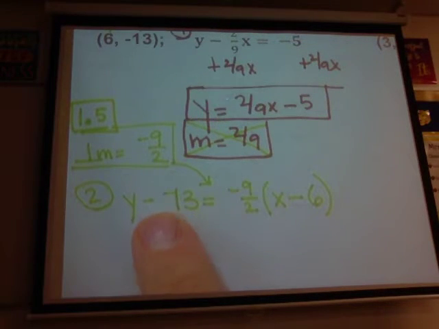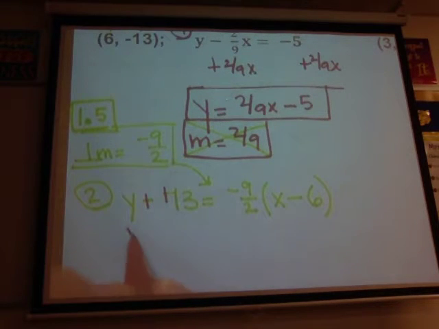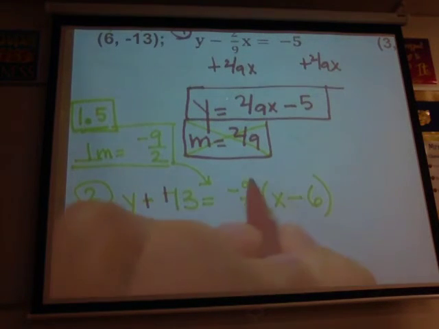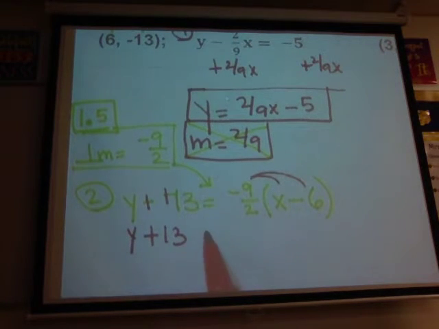Two negatives right here make a what? Okay. So I have y plus 13 and distribute. What's that going to give me? Negative 9/2 times x gives me negative 9/2 x. Negative 9/2 times a negative 6 is positive 27.